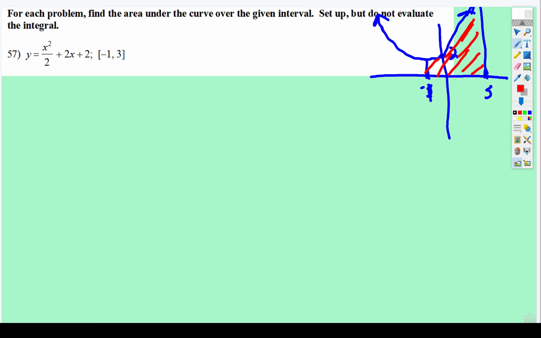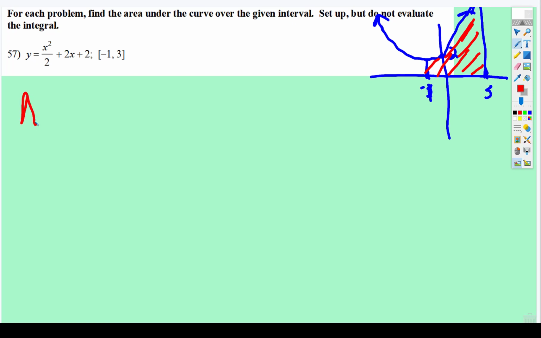Okay, for each problem, find the area under the curve over the given interval. Set up, but do not evaluate. So this is what the picture would essentially look like, and I don't know how close I am with the diagram. I didn't type that into Desmos, but roughly something like that. Just find the area. Well, this would just be an integration.